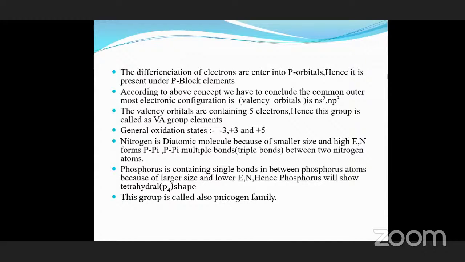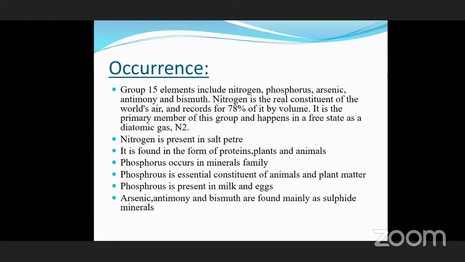Group 15 elements include nitrogen, phosphorus, arsenic, antimony, and bismuth. Nitrogen is a real constituent of the air and accounts for 78% of it by volume. It is the primary member of this group and occurs in the free state as a diatomic gas, represented as N2. That means nitrogen is present 78% in our surrounding air, and it is abundant in the air.